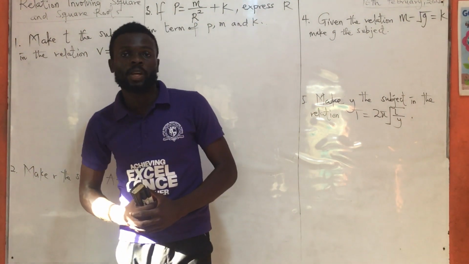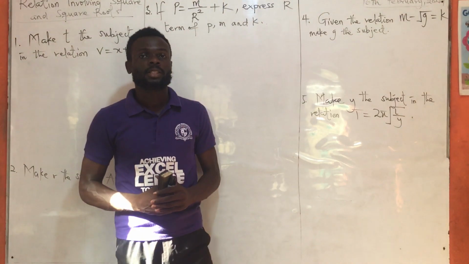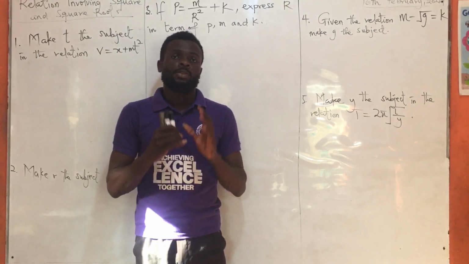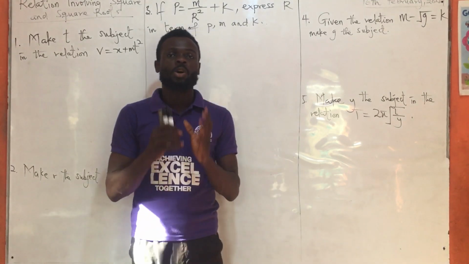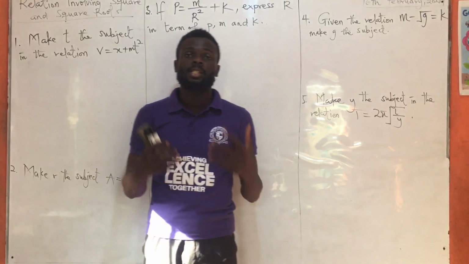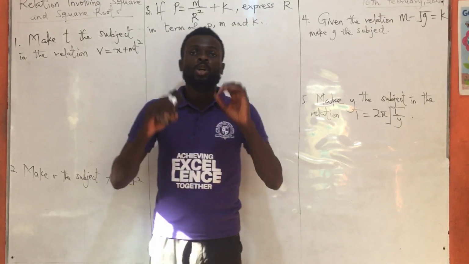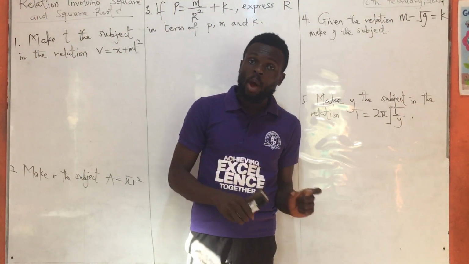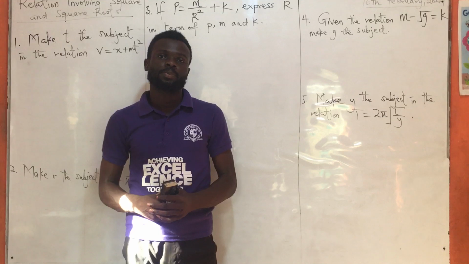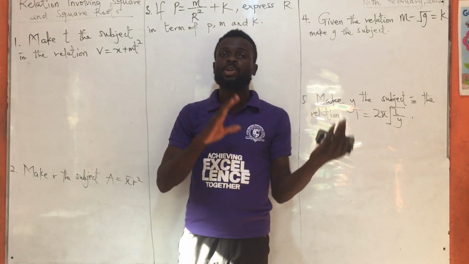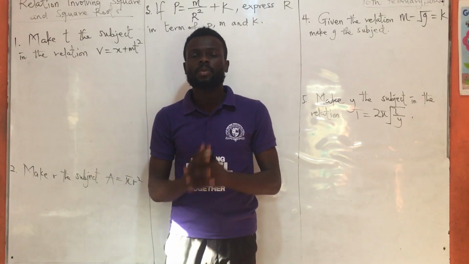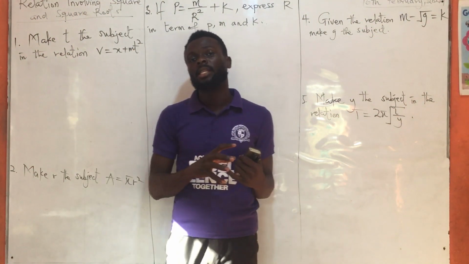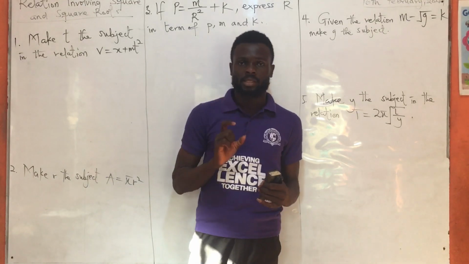Today we want to continue with our lessons on change of subject. Previously, we've talked about change of subject in relations involving fractions. Today we want to continue and look at relations involving square roots and squares. Now, these two are used interchangeably. Before we look at an example, anytime you are making a variable the subject, okay?